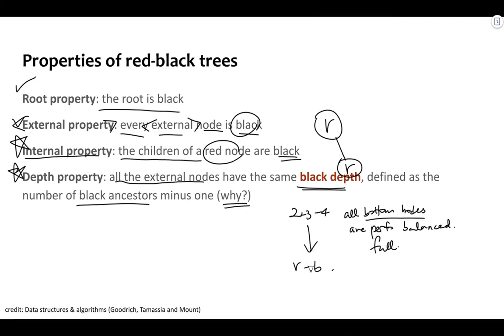So external nodes should have the same height or same depth, because we're converting 2, 3, 4 nodes into red-black trees. And we just need to count the number of black depths to the top. So when we reconvert these red-black trees into 2, 3, 4 trees, then all the bottom nodes are going to become full if you follow this depth property. So you need to keep in mind these two properties when we are describing the insertion or deletion operations for red-black trees.